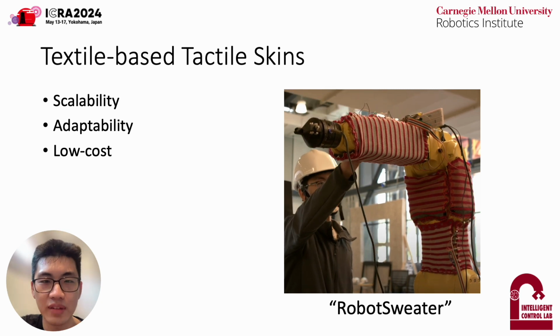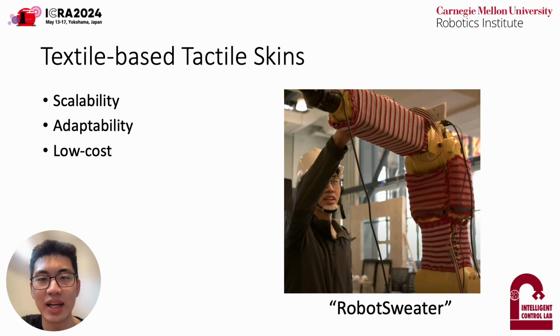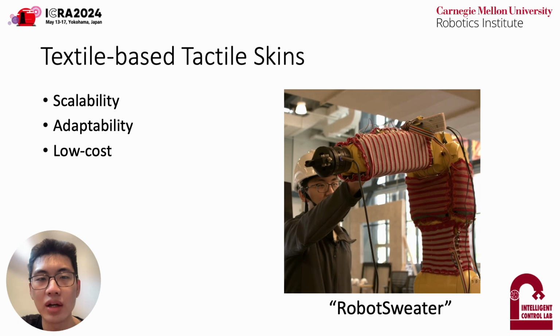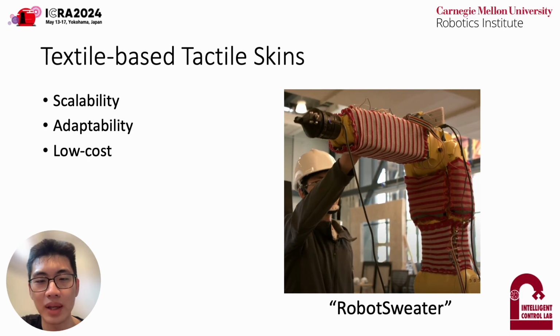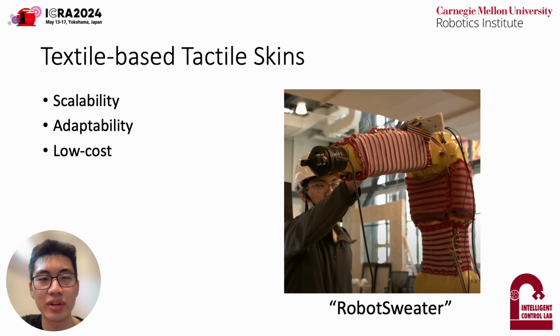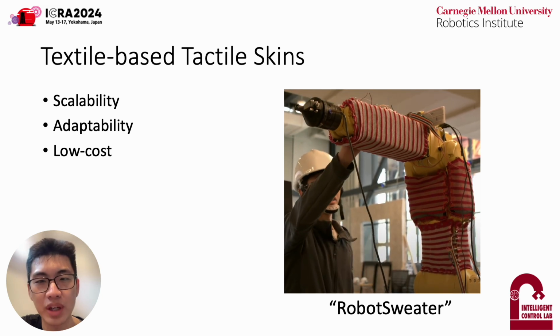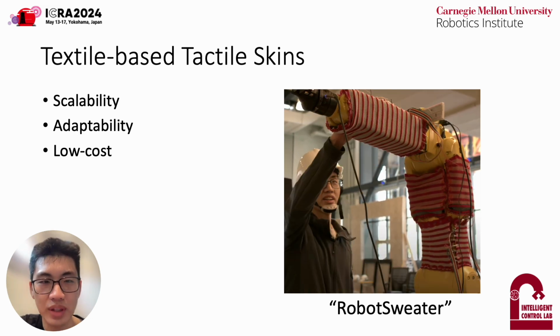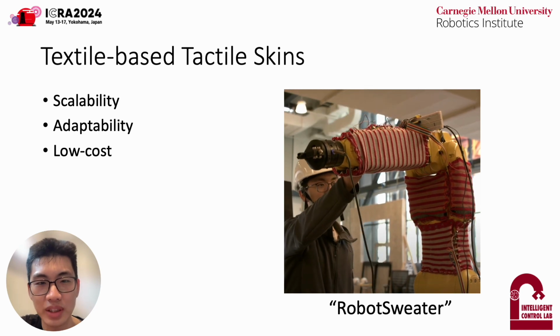The sensor itself is purely made of textiles, and it can be scaled to a large area or customized to adapt to complex surface geometries. Textile and tactile sensors also have a very low material and fabrication cost. Due to these properties, it is called robot sweater.